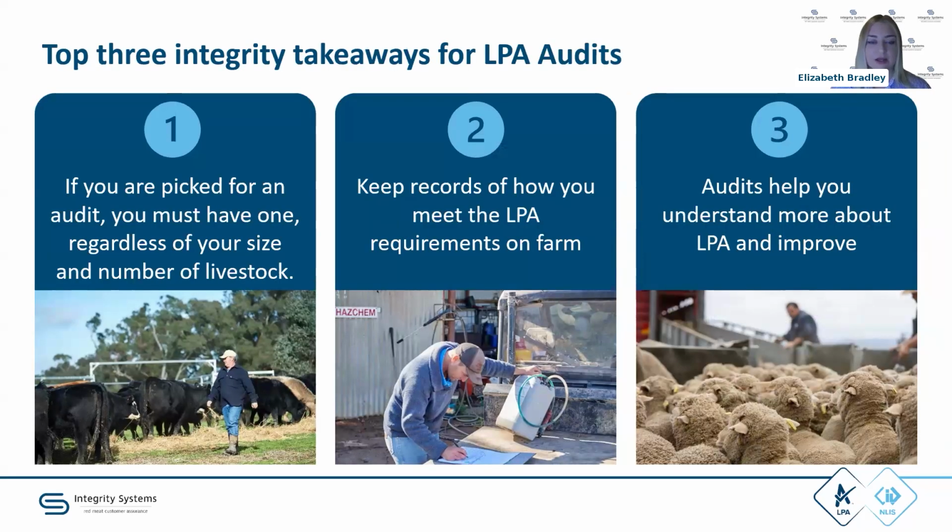But ending the night, before I hand back to Jack, here are the top 3 takeaways I would like to share and remind you of. If you do get picked for an audit, you have to have one. Regardless of your property size or the number of livestock you have, if you're party to the program, you have to follow the program requirements. If you sell one animal into the export supply chain, it has to meet the requirements. So it's important to do that.